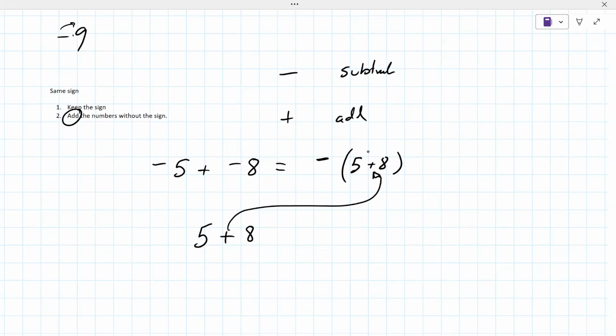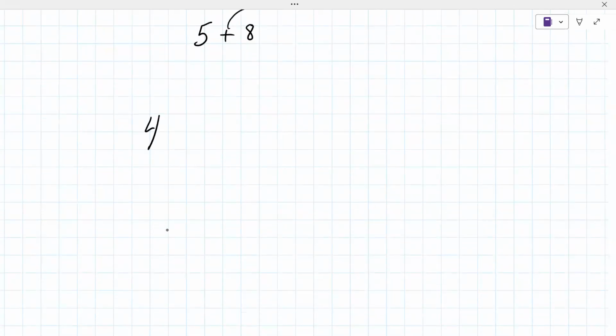Okay. So what is 5 plus 8? 5 plus 8 is 13. Yes. So this is -13. All right. Now what if it is -4 minus 6? Since they're different numbers, I'll see which one's farther from 0. So 6 is farther from 0. So this is really -4 plus -6. Then I'll do 6 plus 4, and it's -10.